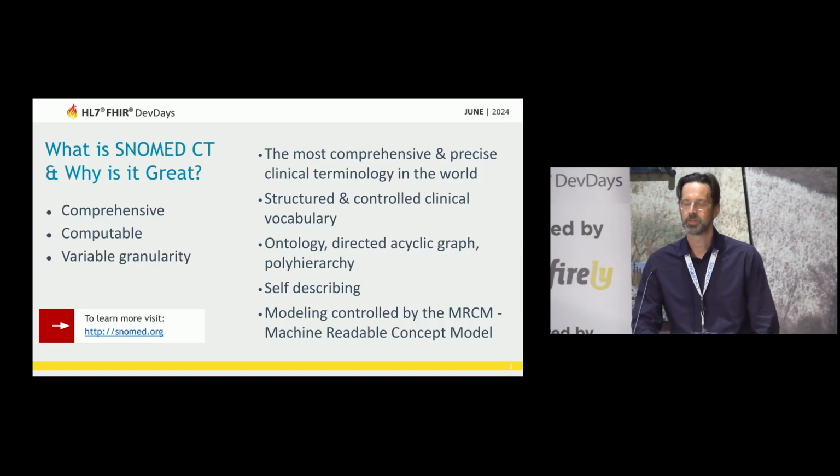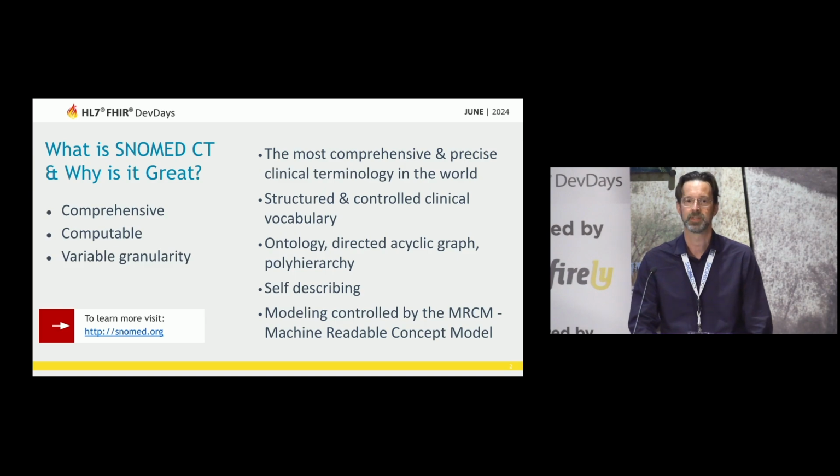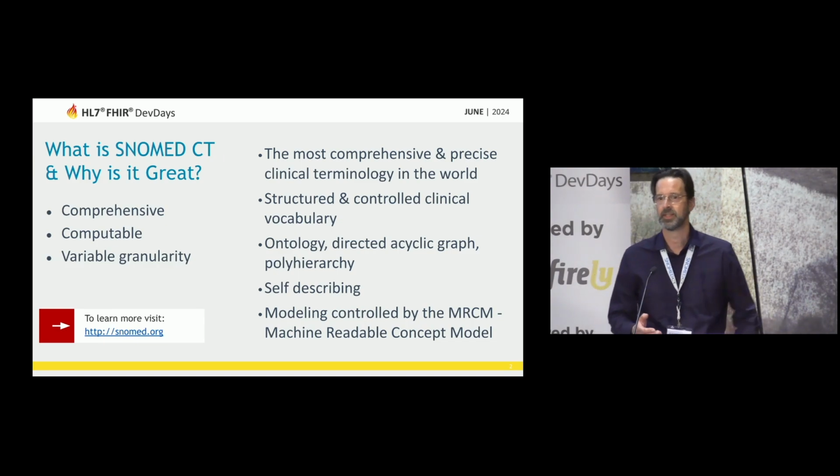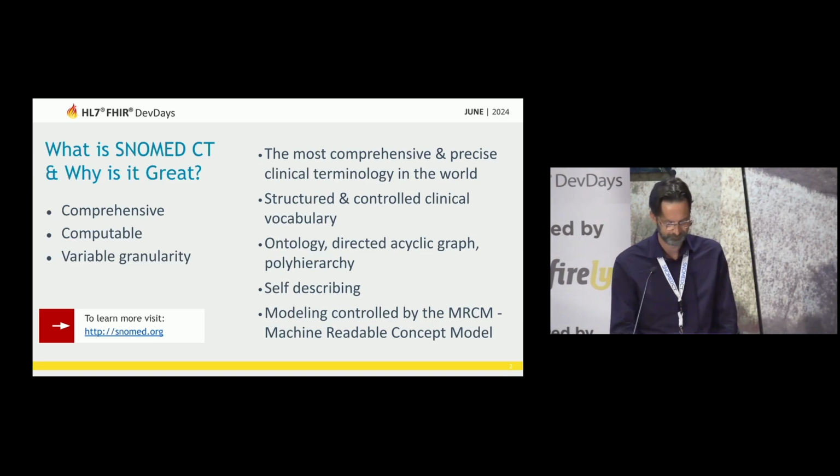SNOMED CT is the most comprehensive and precise clinical terminology in the world. SNOMED CT is first and foremost an ontology, which means that it is a set of concepts along with their related properties and relationships between those concepts. SNOMED CT is a polyhierarchy, or directed acyclic graph, and that means that concepts can have several parents, and that means they can be many different types of thing at the same time, and that reflects the real world. So it's not like a classification system like ICD, where a code has to be in one particular category at a time.